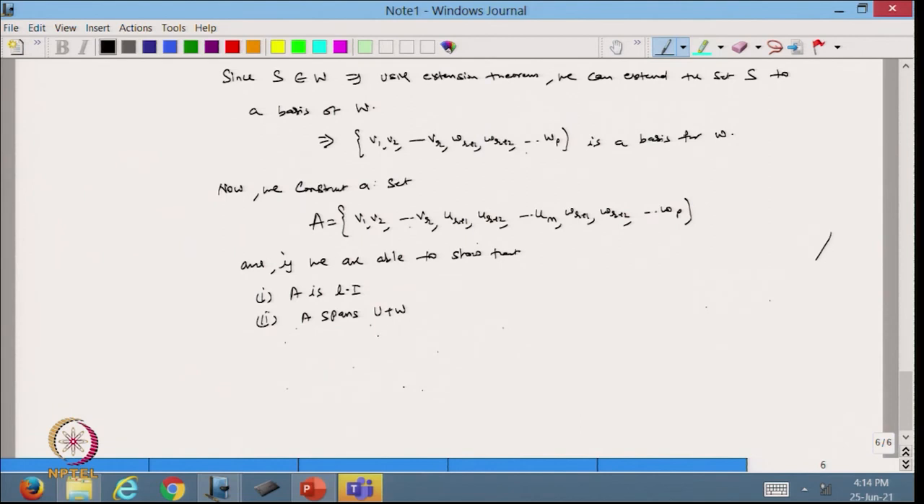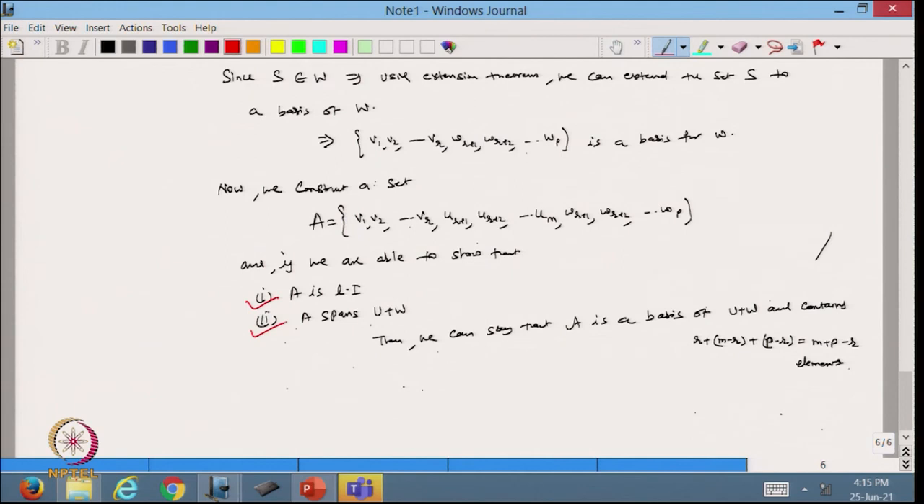then we can claim, we can say that A is a basis of U plus W, and it contains r plus m minus r plus p minus r, that becomes basically m plus p minus r elements. So, now we need to show that A is linearly independent and A spans the whole U plus W.